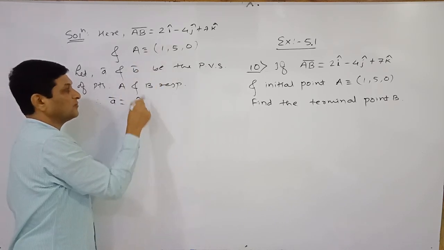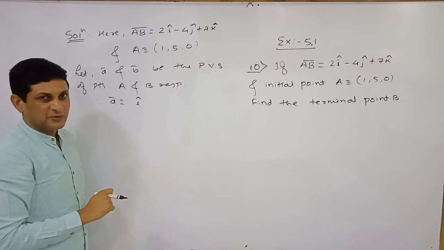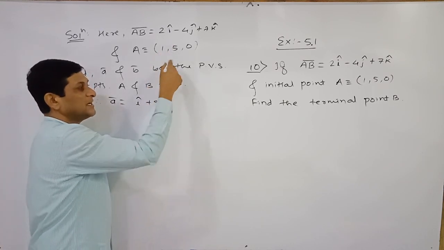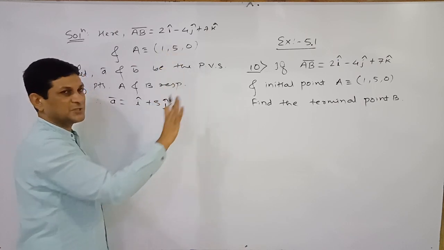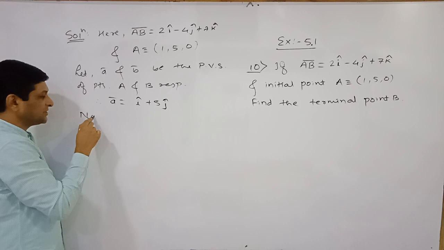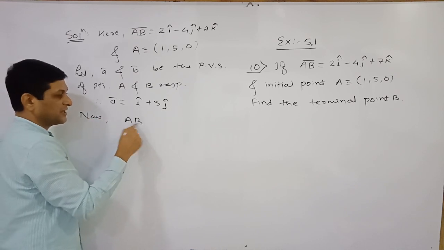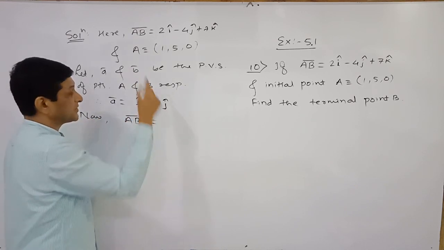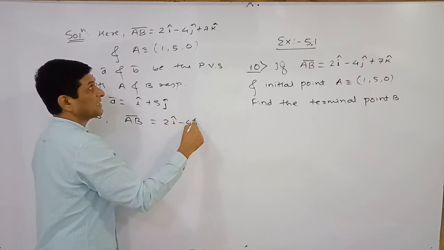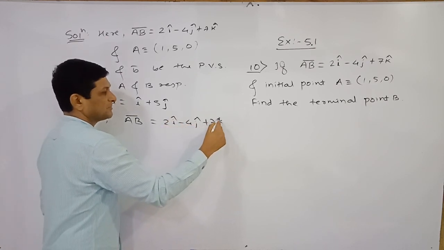So what value will we get here? 1 i cap plus 5j cap plus 0k cap. Not necessarily writing 0k cap here. The value of A bar is known to us. Now we are using our given condition. AB bar equals 2i cap minus 4j cap plus 7k cap.